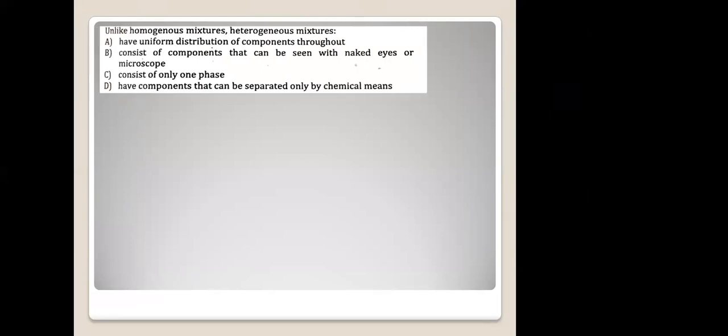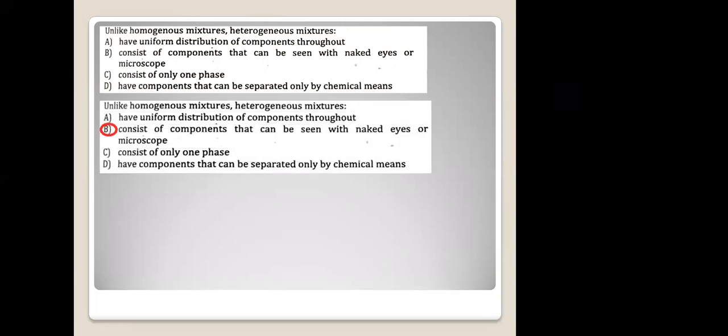Unlike homogeneous mixtures, heterogeneous mixtures... Come on. Start. Wait, Jelena, wait. She always answers first. But a lot of B. Oh, there's a D. Someone said D. No problem. Okay, this is a very simple question. So we'll move on to the answer. The right answer is B. Yes, of course.